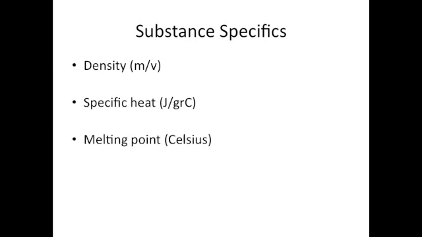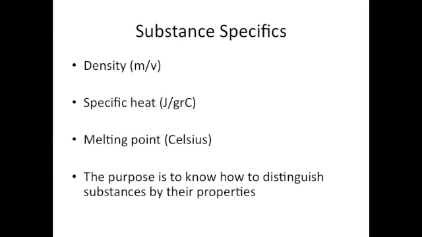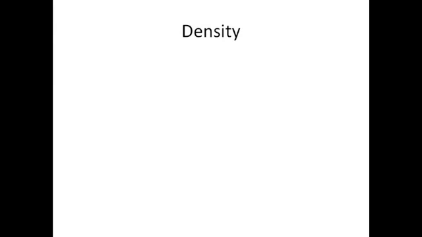For our experiment, we decided that we were going to calculate the density and the specific heat, because the melting point we assumed would be much too high for this metal object. The purpose of this experiment was to be able to distinguish substances by their properties, such as density and specific heat. Density. Density is mass over volume, or grams over milliliters.